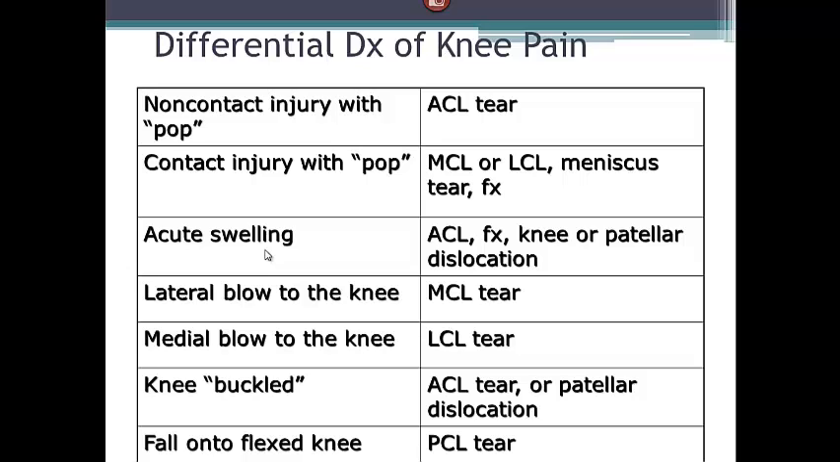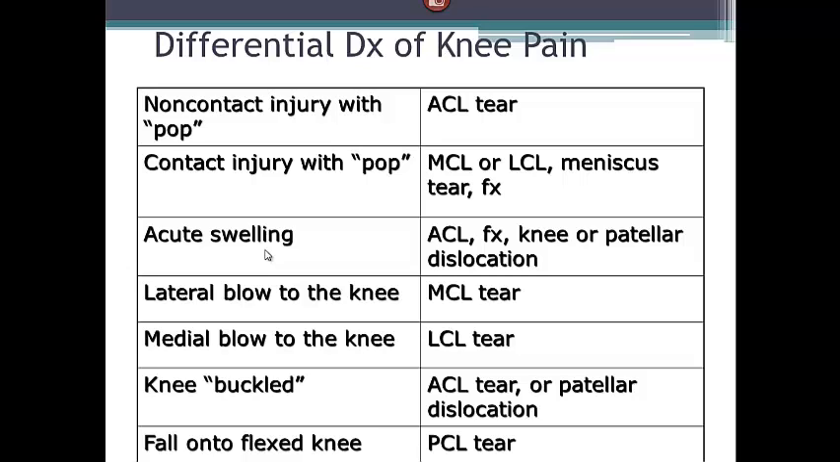A tear to the ACL may be felt as a pop and is acquired with a non-contact injury. MCL or LCL or meniscus tear or any type of fracture of the knee is most commonly from contact injury sports, such as football, soccer, etc.